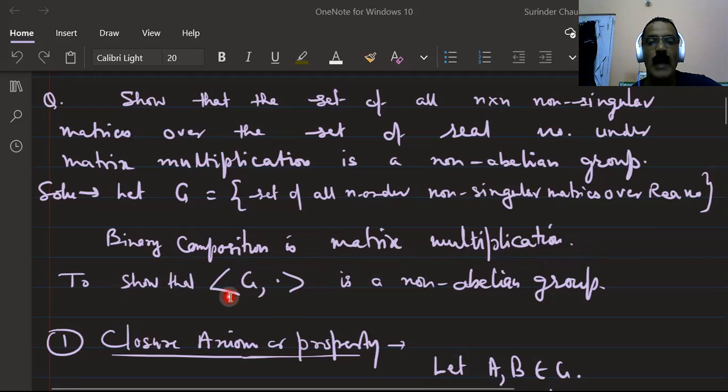So our aim is to show that this algebraic structure G with binary composition multiplication of matrices is a non-abelian group. We know it is non-abelian because matrix multiplication is not commutative. So the set of matrices we consider is not commutative, therefore always a non-abelian group. So we have to show all the four properties again: closure, associative, identity element, existence of inverse.